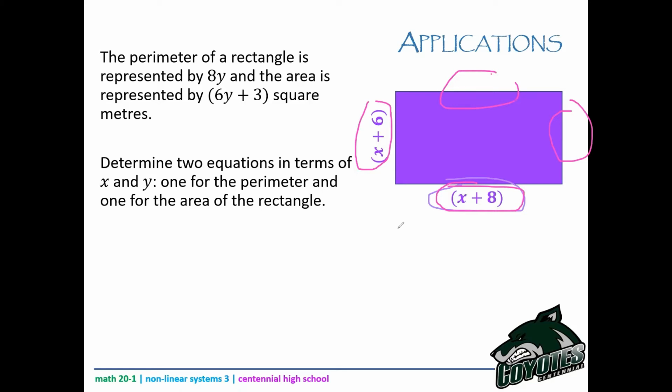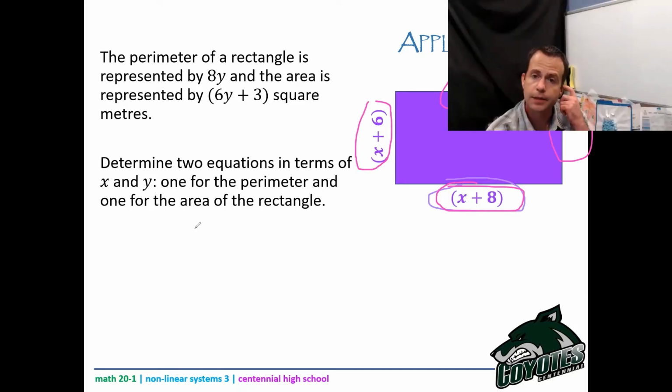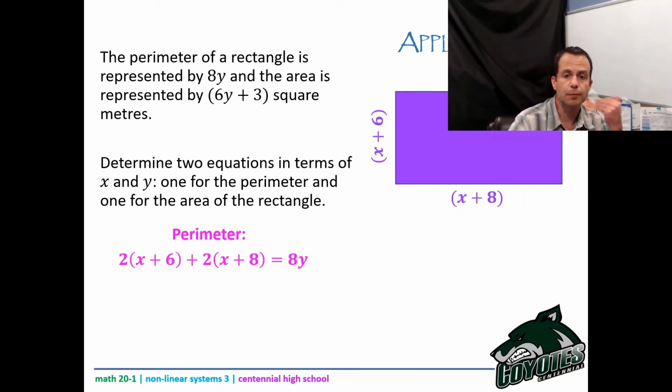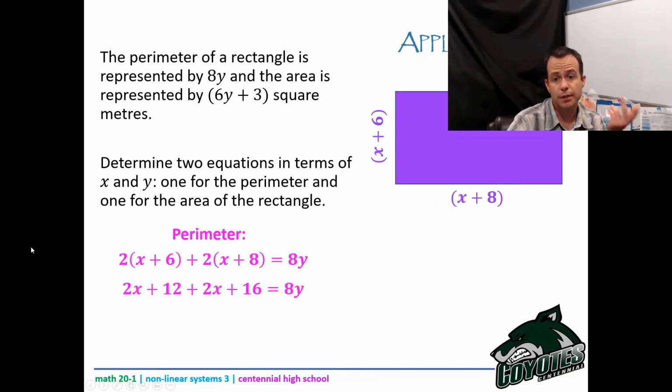And I know that the perimeter is 8y. So my first equation for perimeter will be 2 times x plus 6, plus 2 times x plus 8, and that will equal 8y. Now, I want to clean that up, so I'm going to distribute the 2's. That's going to give me 2x plus 12 plus 2x plus 16 equals 8y. Then 2x and 2x is 4x, 12 and 16 is 28. So now I'm looking at 4x plus 28 equals 8y.